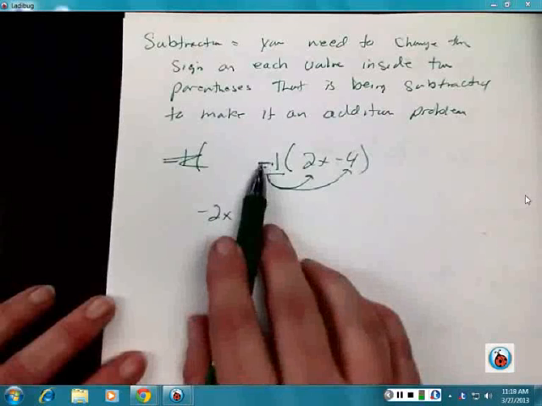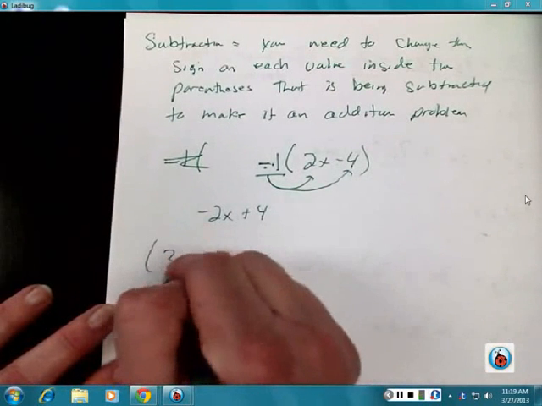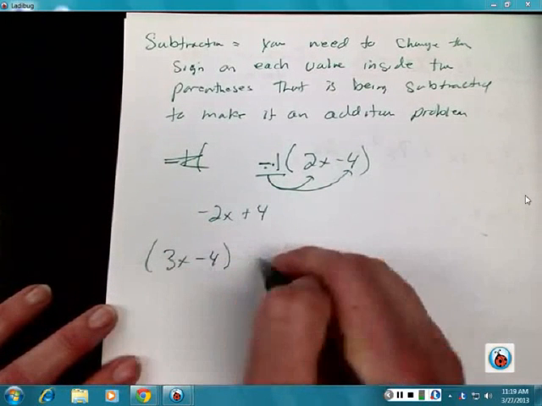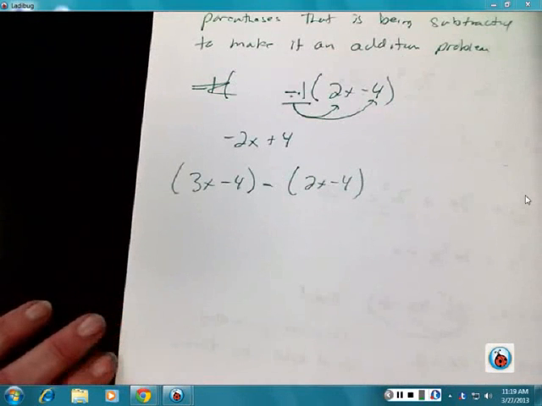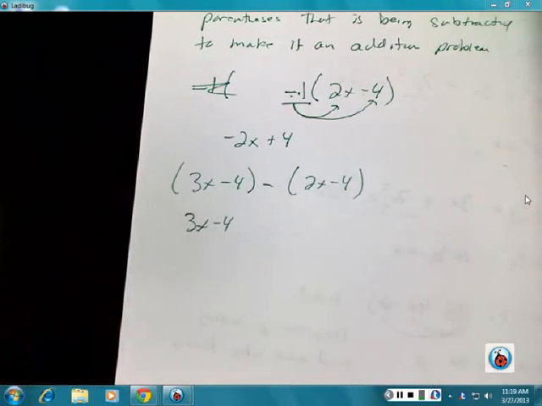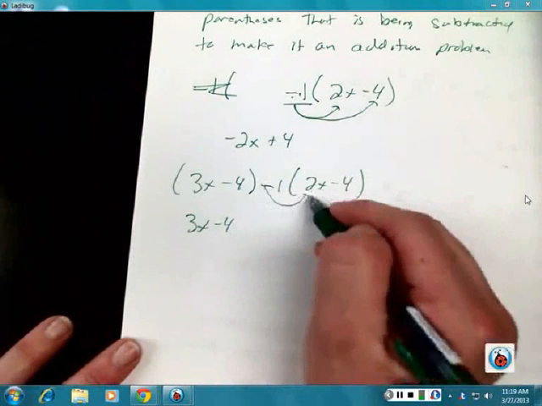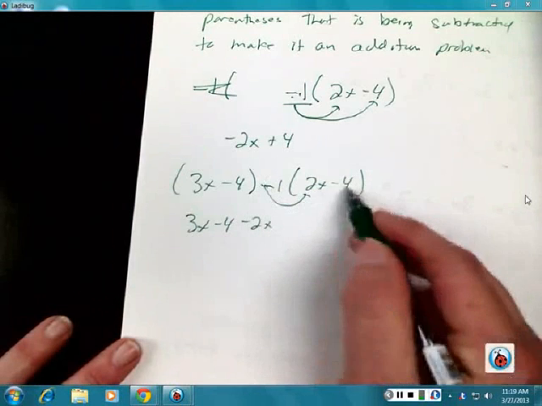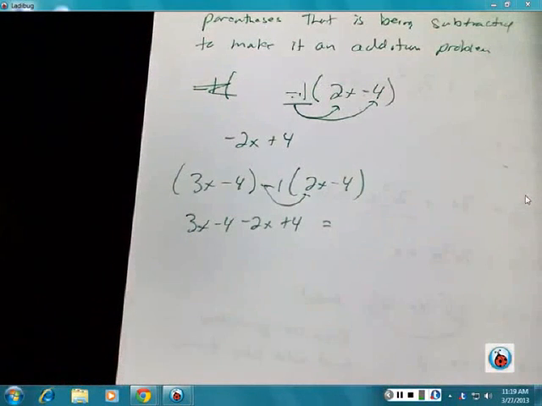So with that negative out in front, it just needs to change my signs, and then I can put stuff together. In other words, this might look like 3x minus 4 minus 2x minus 4 as a problem. The 3x minus 4, nothing happens to it. It stays as it is. This piece, though, becomes a negative 1 times 2x is a negative 2x. Negative 1 times a negative 4 becomes a positive 4. And now I'm back to addition.